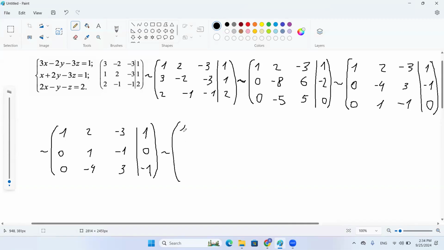Okay, and now let's continue transforming the matrix to the triangular form.